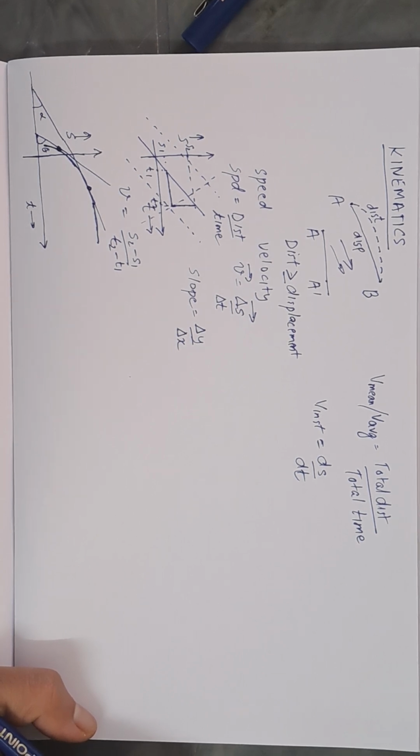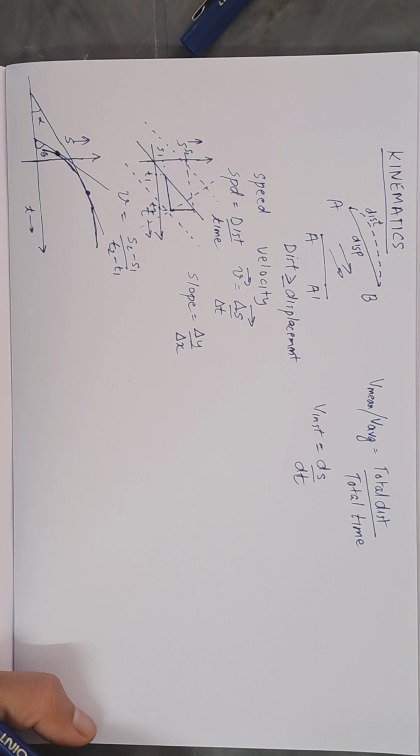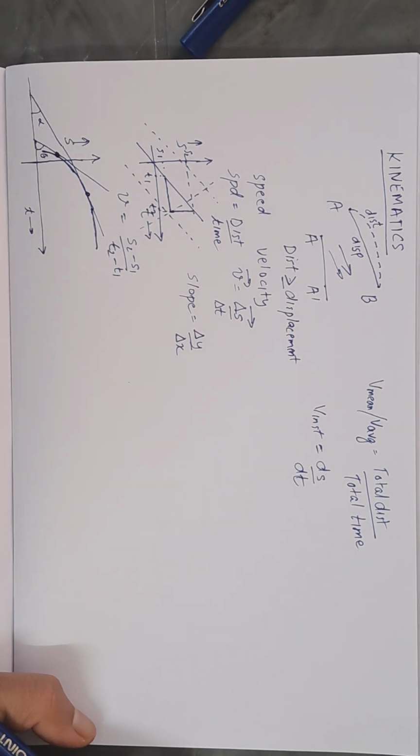So what do we mean when we say instantaneous velocity? Simply put, velocity at an instant. So velocity at a certain time is the instantaneous velocity. Simple as that.